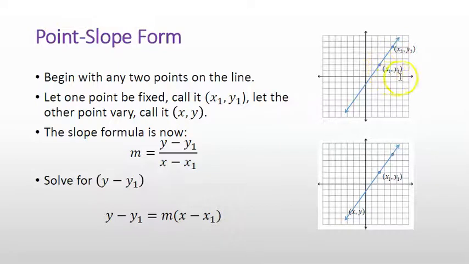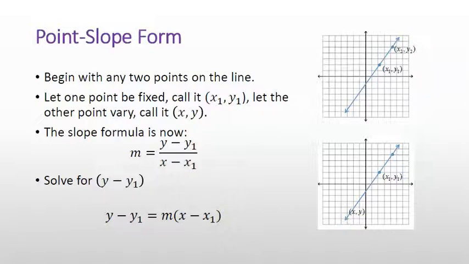We're going to let 1 point be fixed and let the other point vary. So let's imagine that we fix the point that's labeled x1, y1, so that stays put, but we take this point x2, y2, and we allow it to move around, so it can vary anywhere along the line. Instead of calling it x2, y2, we're going to call it x, y.